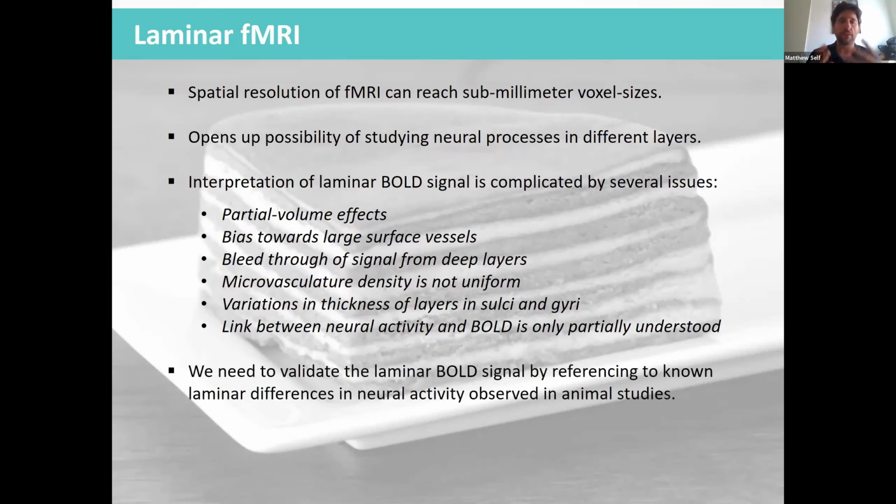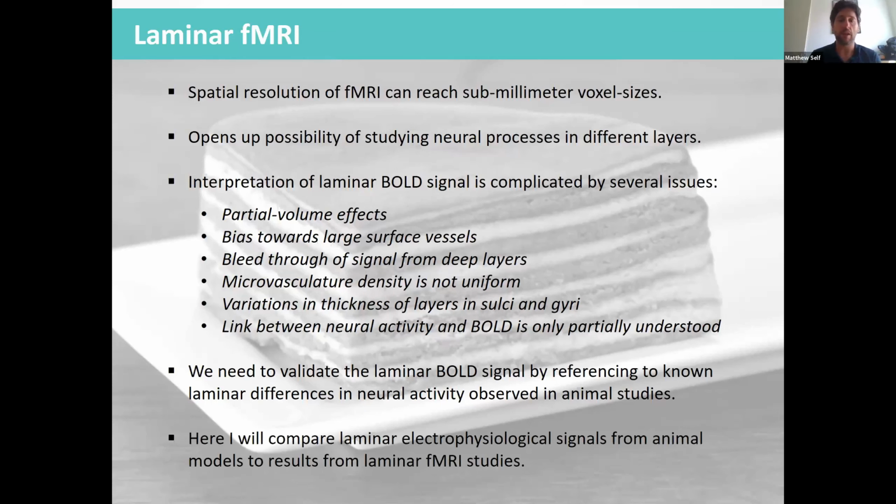So I think given all those complications in analyzing laminar data, it's really critical to be able to cross-validate the BOLD signal that we measure with laminar fMRI to the known laminar differences in neural activity that we can observe in animal studies. So that's what the focus of this talk is going to be. We're going to be looking at benchmarking laminar fMRI by looking at ephys studies in macaque monkeys primarily, and then comparing it to recent fMRI studies that have been carried out around the world.